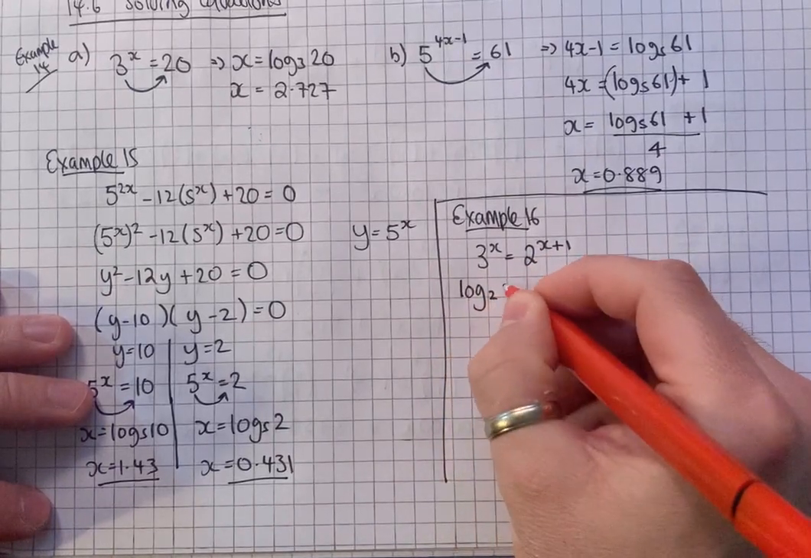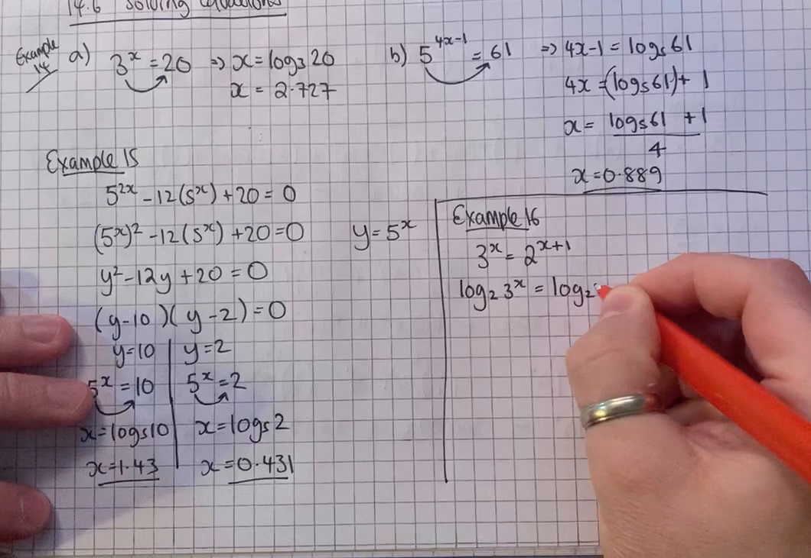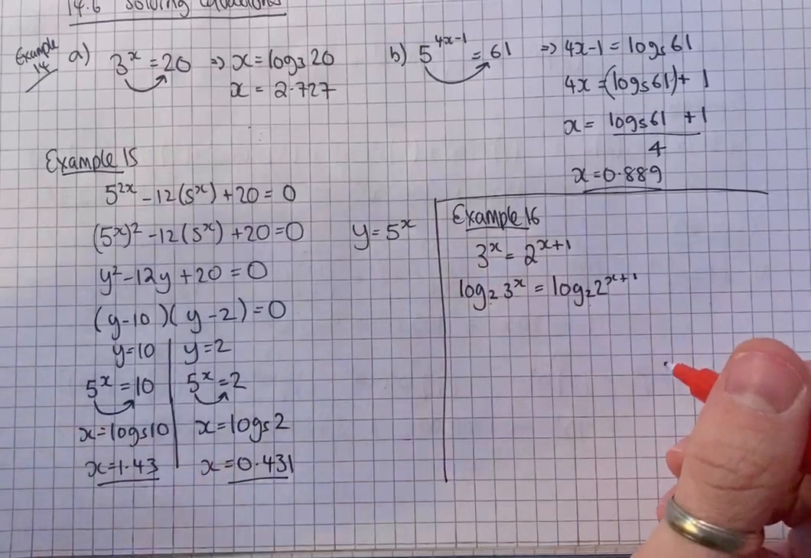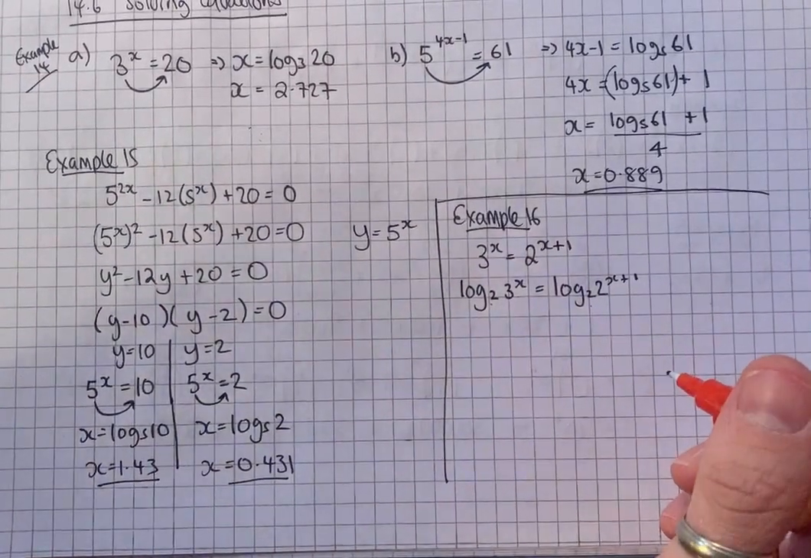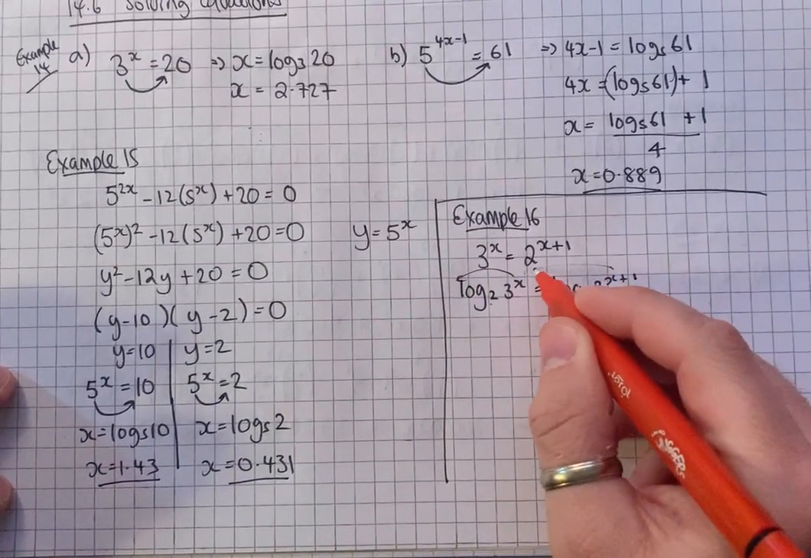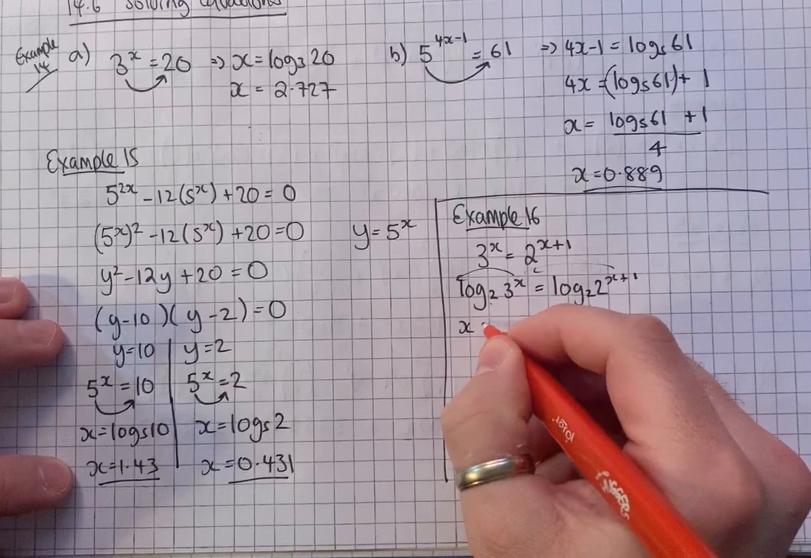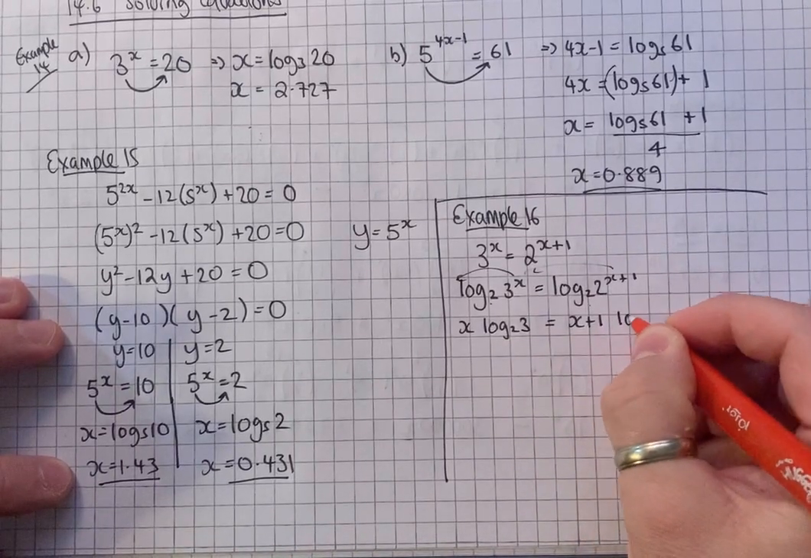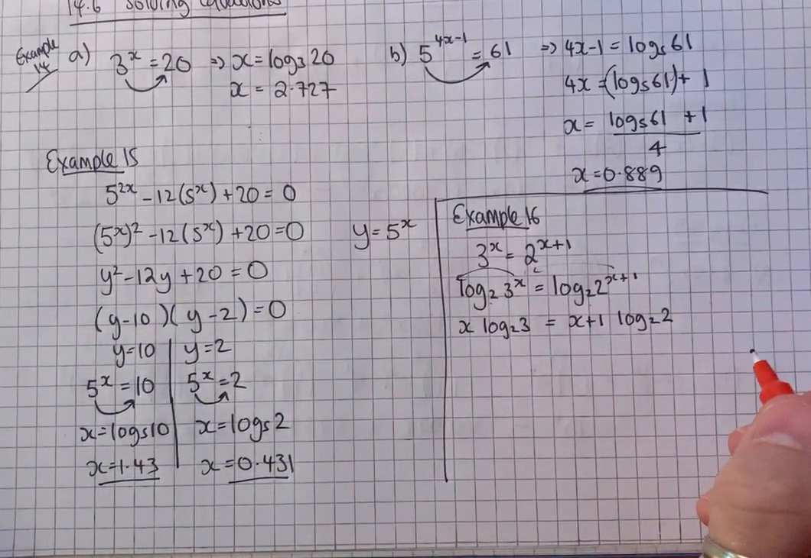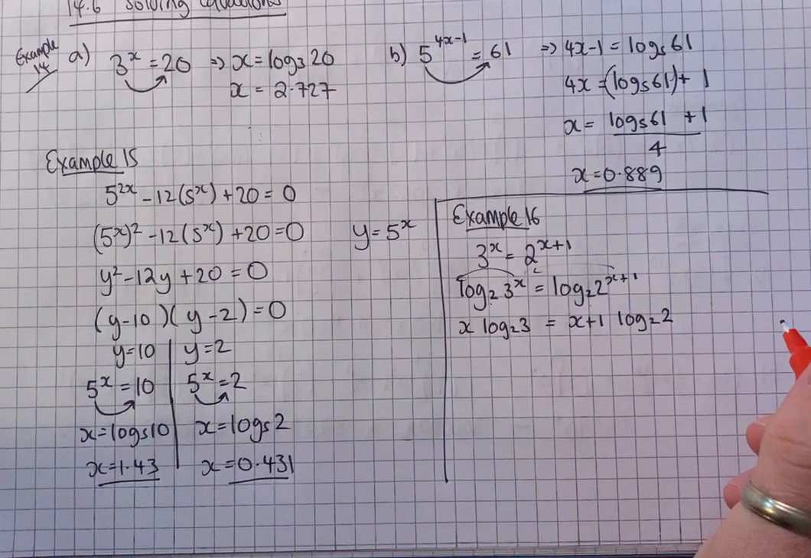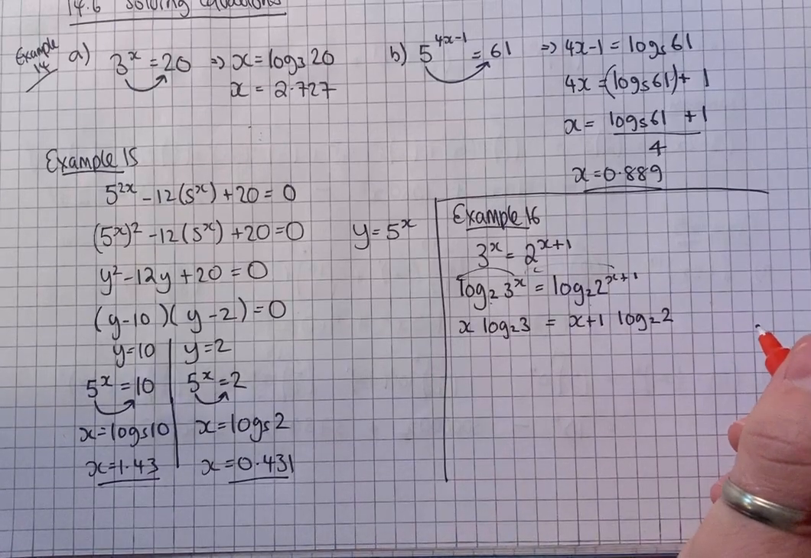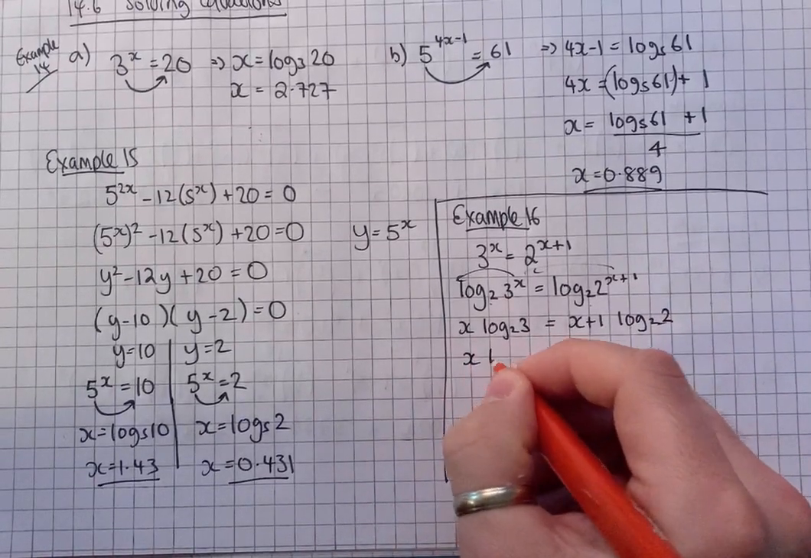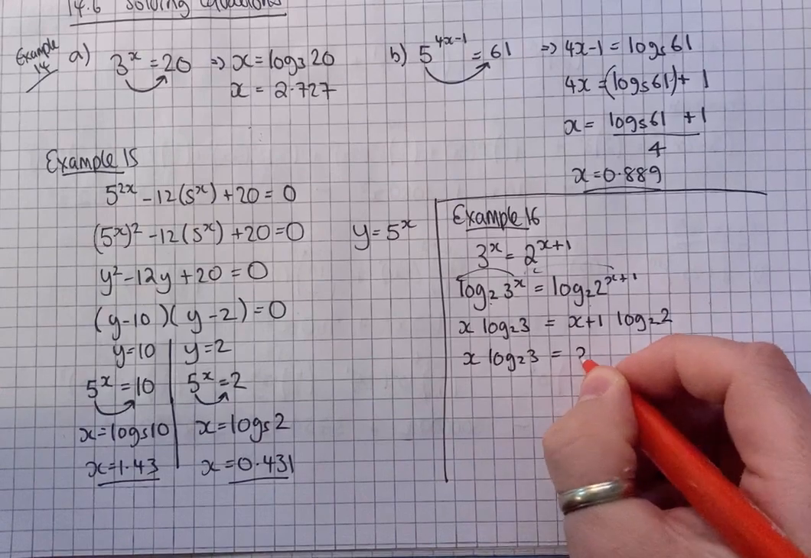So log to the base 2 of 3 to the x equals log to the base 2 of 2 to the x plus 1. So providing you've got the same base, you can use whatever base you like. Now, on both of those, I'm going to bring the power in front. So I've got x times log to the base 2 of 3 equals x plus 1 times log to the base 2 of 2. Now, I've inadvertently had a slightly quicker way of doing this, because log to the base 2 of 2 is 1. So I've got x log to the base 2 of 3 equals x plus 1.